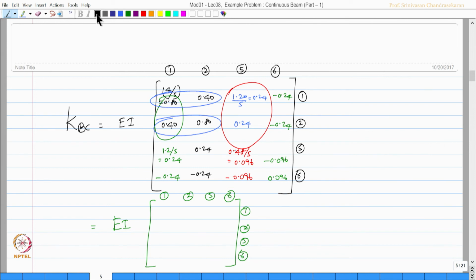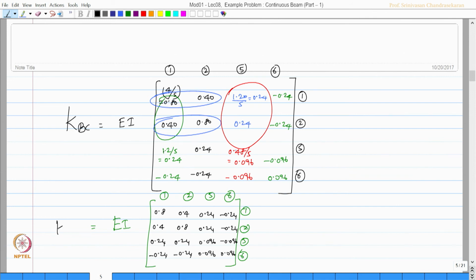The values are 0.8, 0.4, 0.24, minus 0.24, 0.4, 0.8, 0.24, minus 0.24, 0.24, 0.24, 0.096, minus 0.24, minus 0.24, minus 0.096, 0.096.